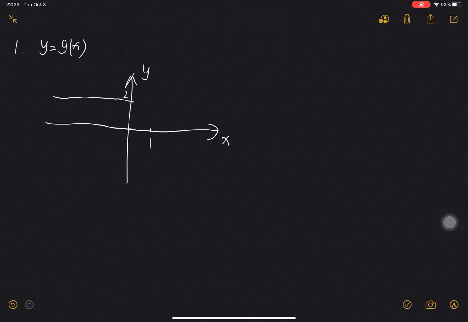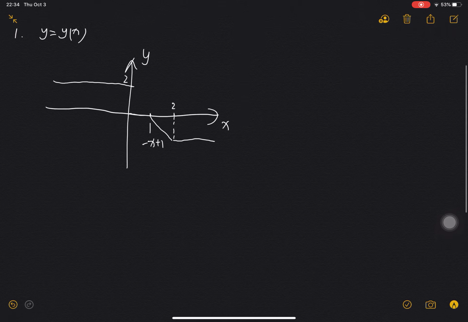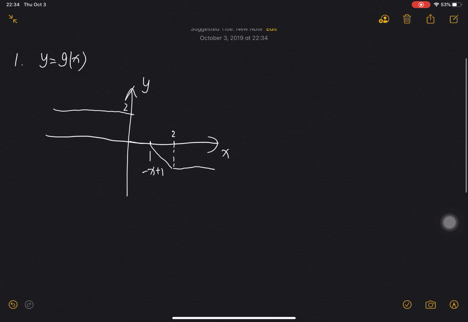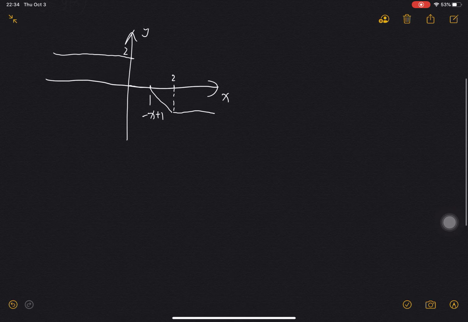And when x is larger than 1 and smaller than 2, y equals minus x plus 1. This is the figure of minus x plus 1. This is 2. This is minus x plus 1. And when x is larger than 2, y equals minus 1. Right here, y equals minus 1. Okay, so right now we have the figure of the function between y and x.